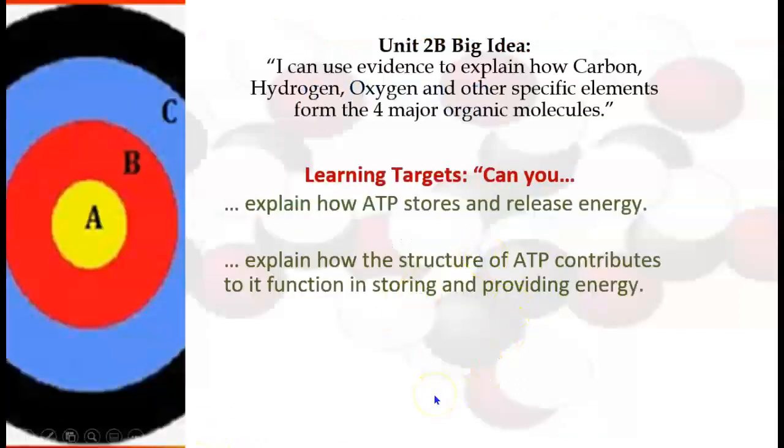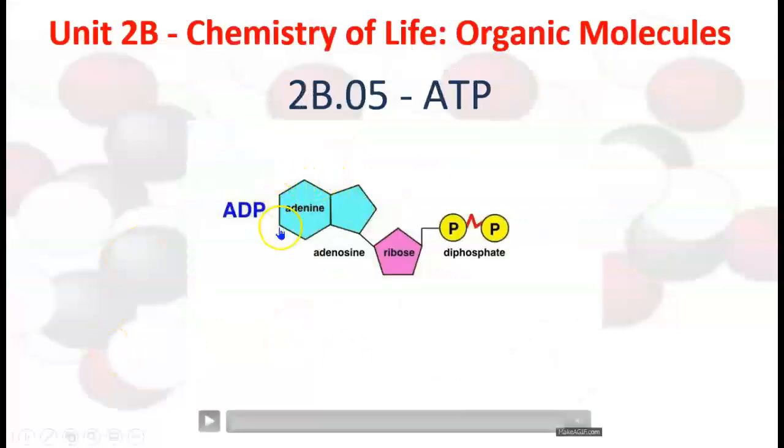Okay, so explain how ATP stores and releases energy, big picture. Big picture, we're talking about hydrogen, oxygen, and other specific elements. Now, if we backtrack here again, at this point, you should understand that there is carbon, hydrogen, and oxygen built into these molecules, okay? Nucleic acids are carbon, hydrogen, oxygen, and phosphorus, right? And then the sugar has carbon, hydrogen, and oxygen in it as well. So don't forget that.